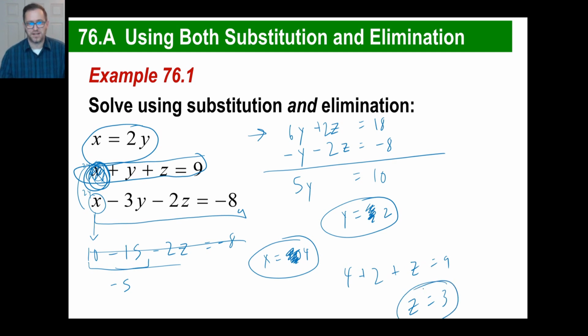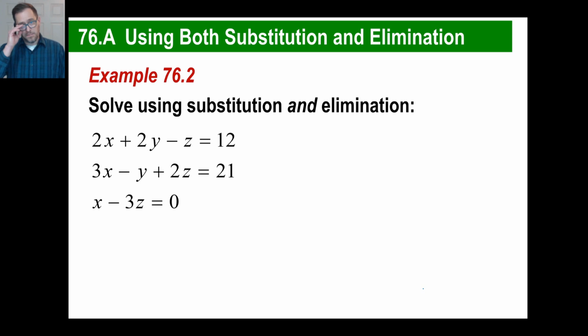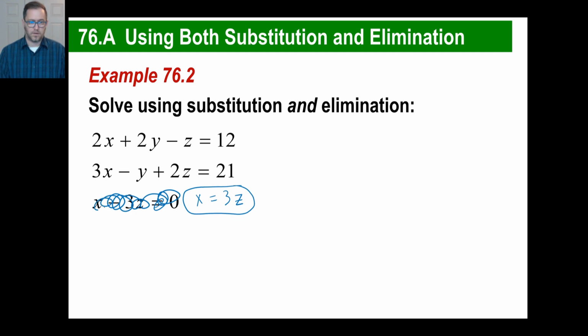All right, let's try another one. Hopefully we have better luck this time. Substitution and elimination. Go ahead and copy this down. Pause it if you need to. Once you've paused it, of course, you can come back. This is my third equation. I'm going to rewrite this and move the z over, so x is equal to 3z. I'll write it like that.